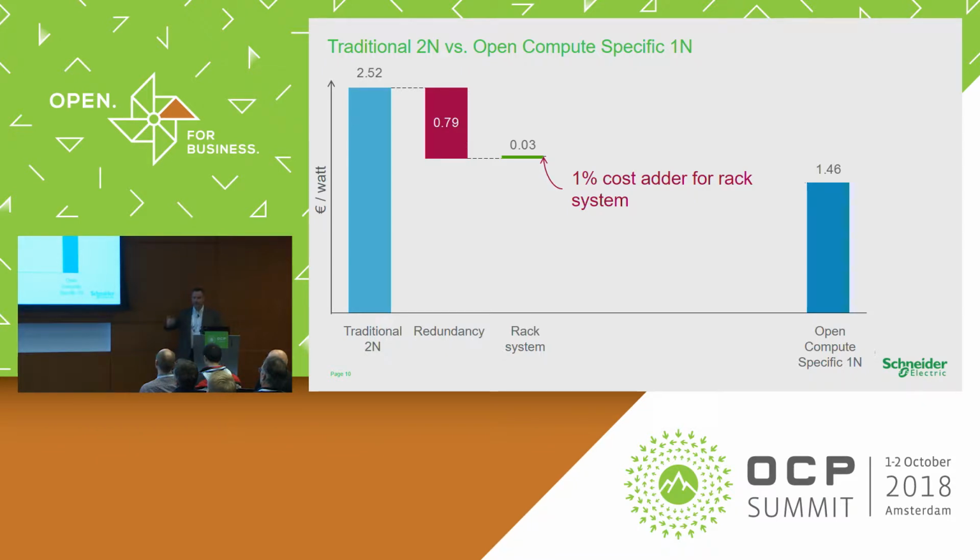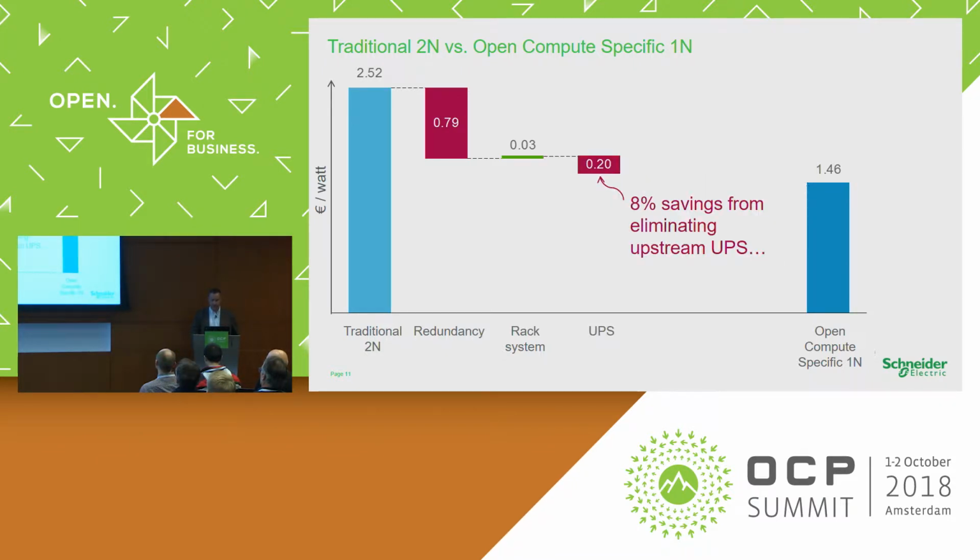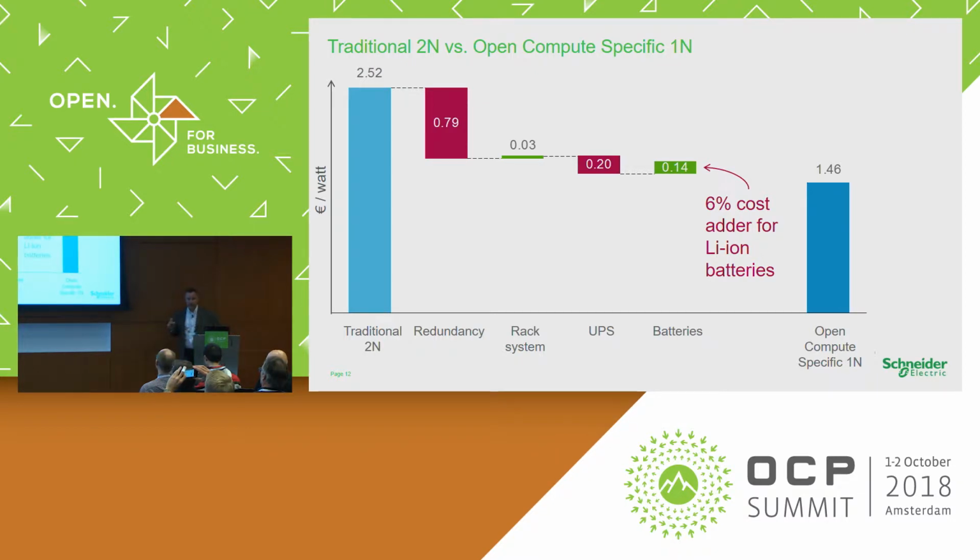It's got a bus bar in the back, right, which you might not have. Right, bus bar in the back. You get about an 8% savings from eliminating that centralized UPS. But there is a bit of a cost adder because lithium-ion batteries that you have in the rack do tend to be a little bit more expensive on a per watt basis.